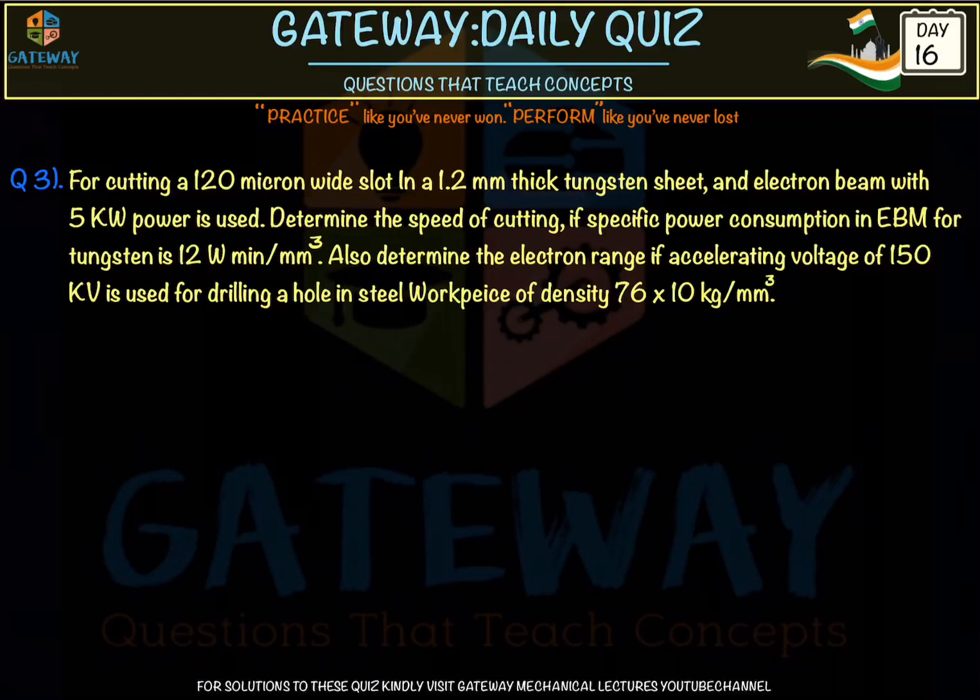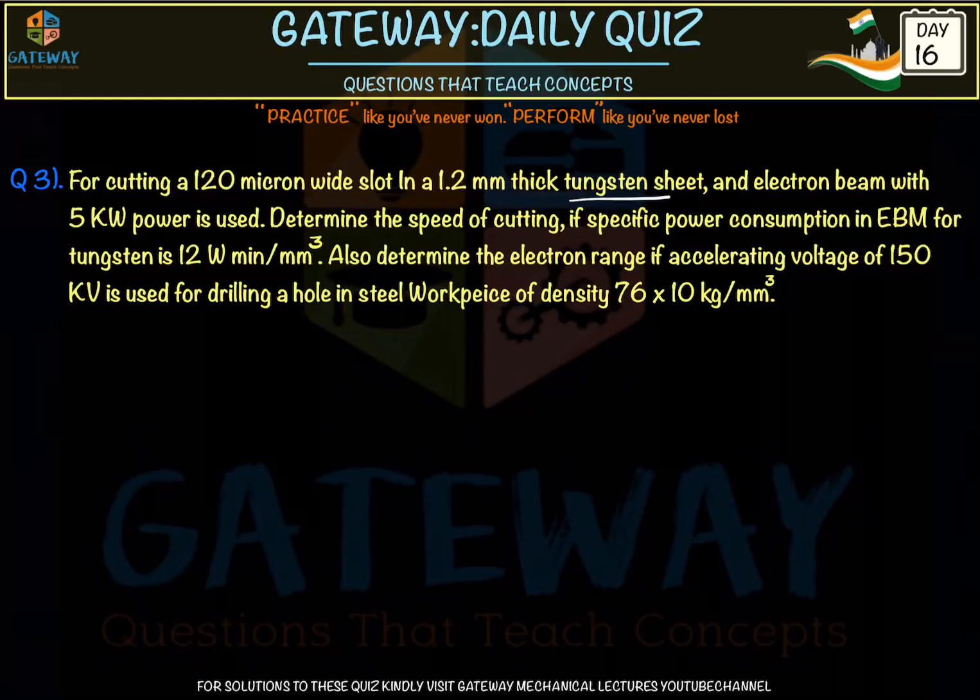First we need to find the speed at which the cutting is being done. And also the specific power consumption in EBM. Generally, wherever we see specific power consumption in machining, it is nothing but the power upon MRR. Here the units given were watt upon mm cube per minute. Also determine the electron range, and we'll see what the electron range is, if the accelerating voltage of 150 kilovolts is used for drilling a hole in a steel workpiece.